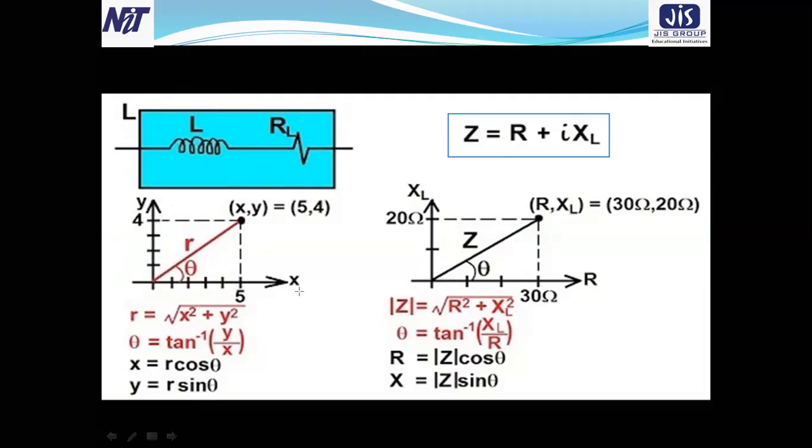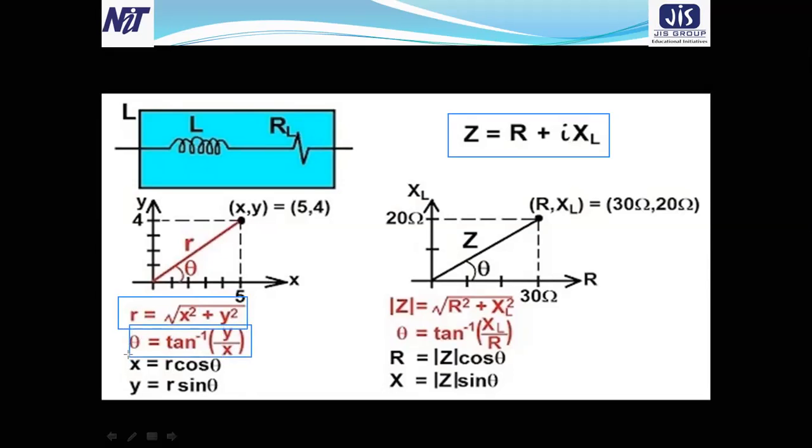Now, if we want to convert it, this is the normal trigonometry. If the point is x, y, the distance is r, and the angle is theta, then r equals root over x square plus y square, theta equals tan inverse y by x, x equals r cos theta, y equals r sin theta, as already told in the last slide.